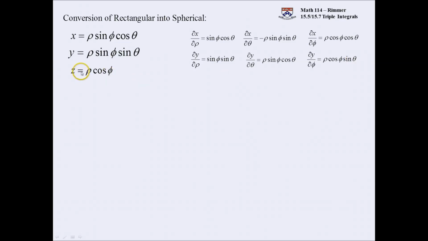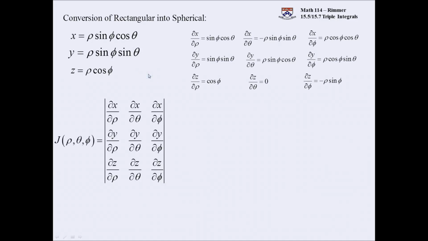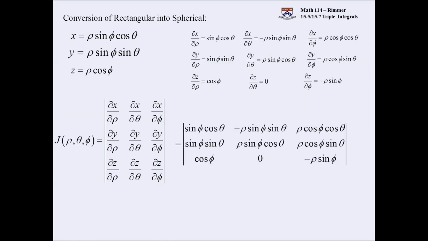For z, we take the rho derivative, we get cosine phi. There's no theta in the z equation, so 0 for that derivative. And then we get negative rho sine phi for the phi derivative. We throw these into a matrix and we find the determinant of that matrix, each guy being a rho. And we get a lot of cancellation. It looks pretty bad, but it actually works out nice.